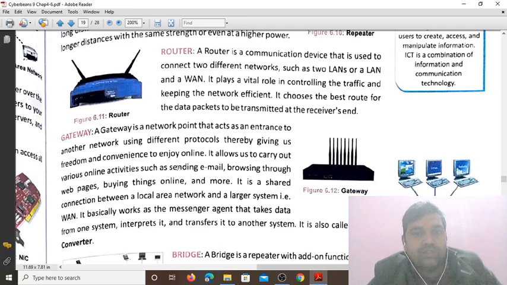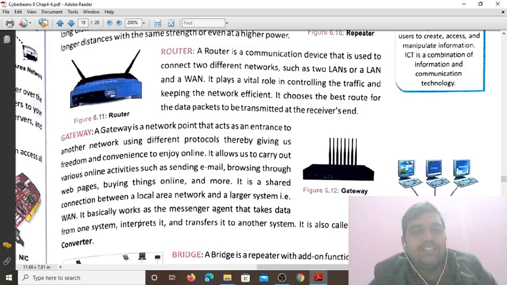It allows us to carry out various online activities such as sending mail, browsing through web pages, buying things online, and more. It is a shared connection between the local area network and the large system, WAN. So this basically works as a messenger agent. This gateway is an agent that takes the data from one system and interprets it. Interprets means it translates it according to the network to which the data is to be transferred.